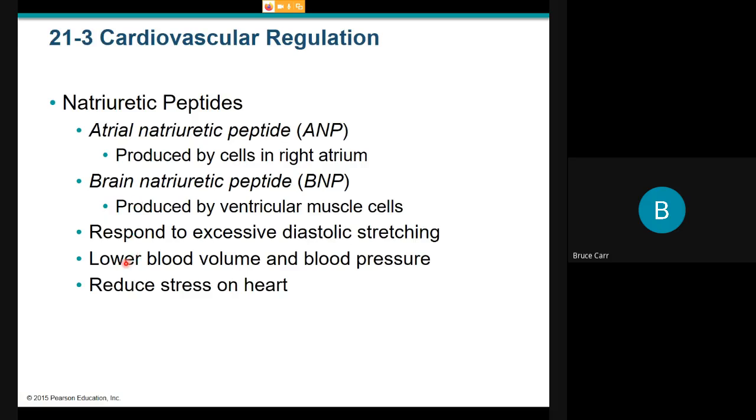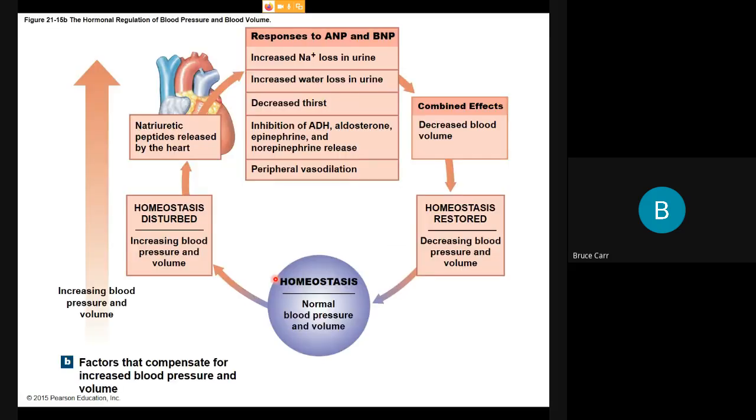They are both produced in the heart, and they respond to excessive diastolic stretching. If the pressure is approaching or at the upper limit for the heart, excessive blood pressure is a problem. And the response would be to do what? Lower the pressure or lower the blood volume and reduce the stress on the heart. This is where natriuretic peptide comes in. Interestingly enough, its effect to decrease high blood pressure and volume is just to counteract the effects of all the previous hormones we've talked about.